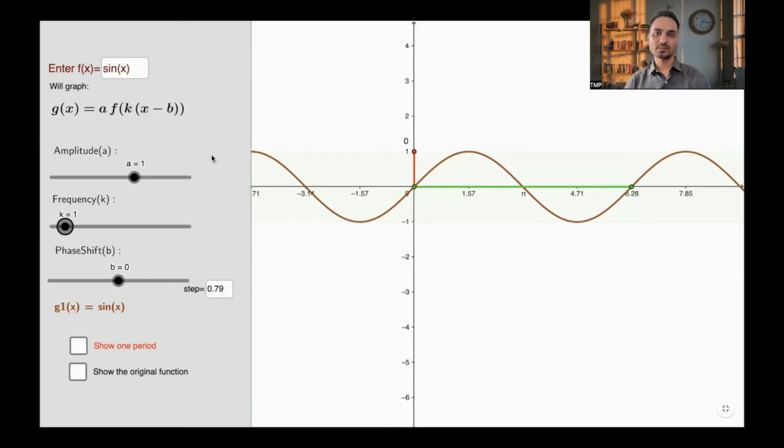Before we discuss the transformation of trigonometric graphs, there are a couple of terms that you should know, and they are the amplitude, the frequency, period, phase shift, and vertical shift. Let's understand them one by one.